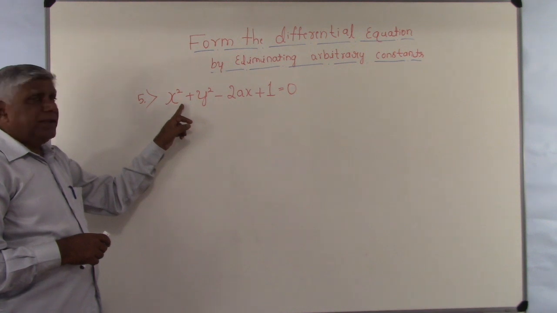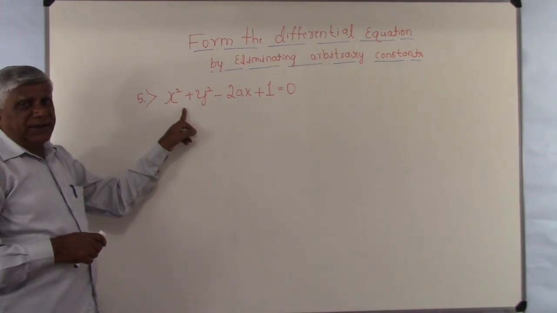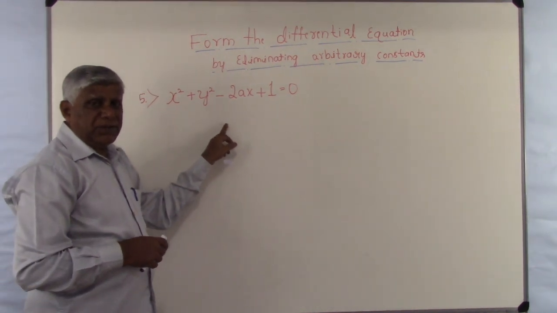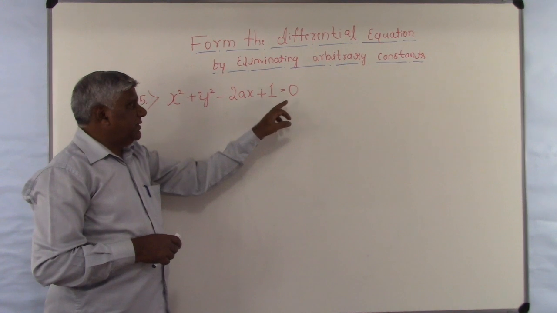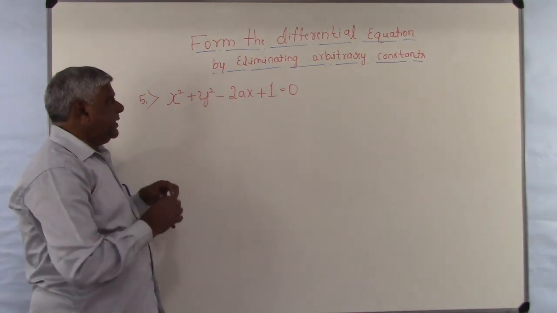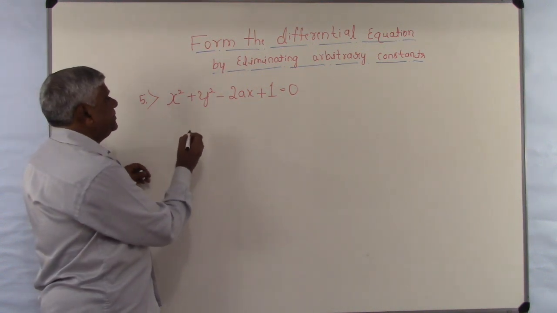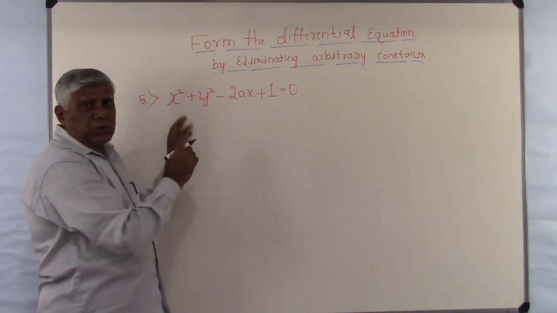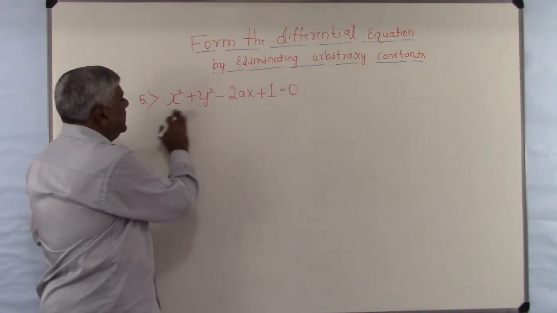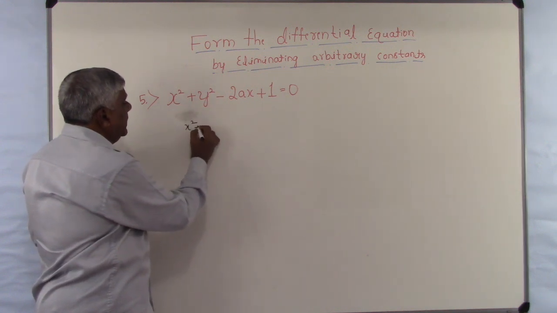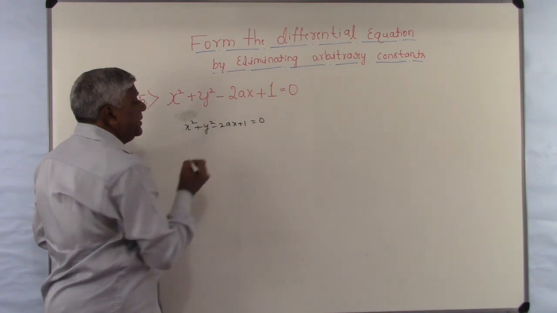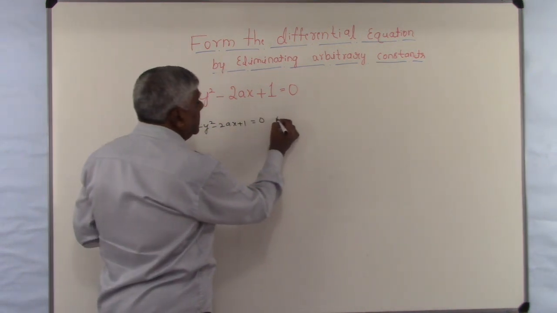Now this is the implicit function equation: x square plus y square minus 2ax plus 1 is equal to 0. This is the implicit function. Now what we are going to do is differentiate throughout. We will first write the problem like this: x square plus y square minus 2ax plus 1 equal to 0. Now differentiating throughout.